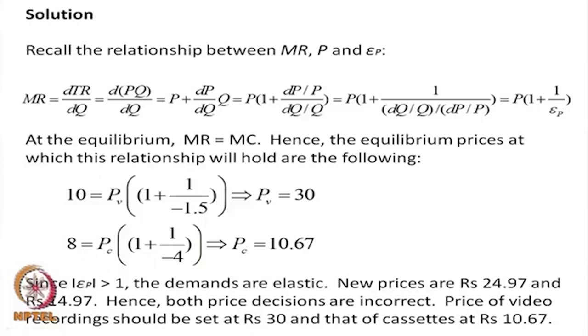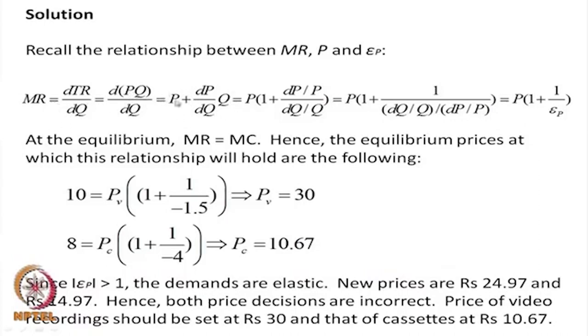Now, recall the relationship between the marginal revenue, price and point price elasticity, epsilon p. Marginal revenue is equal to d by dQ of TR. That is, a unit change in Q brings how much change in the total revenue. Total revenue is nothing but price into quantity, PQ. And as we know, P is a function of Q. So, if you take the derivative, it is the first function as it is into the derivative of the second. So, P multiplied by the derivative of Q with respect to Q, which is 1, plus the derivative of the first function, which is dP by dQ, multiplied by Q.